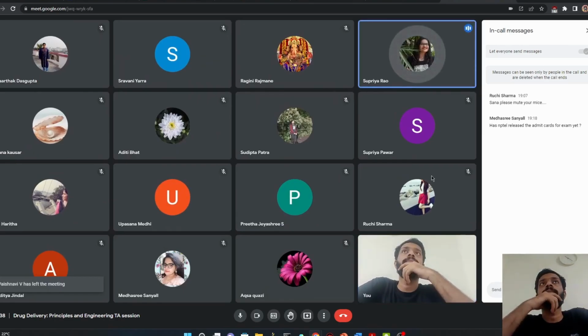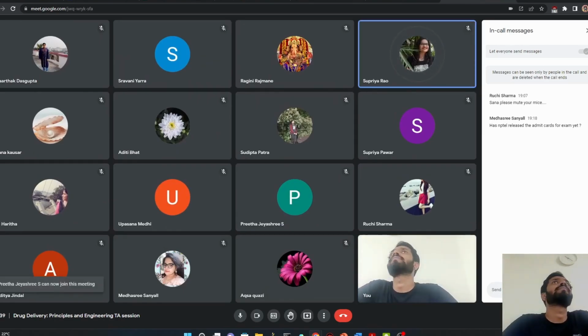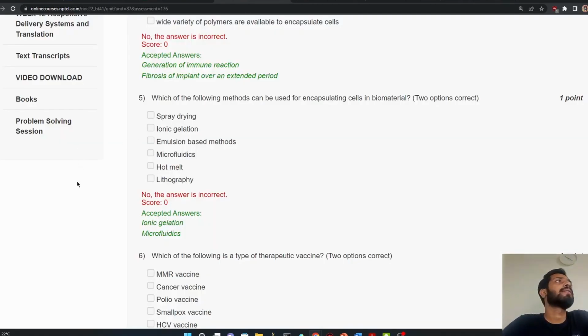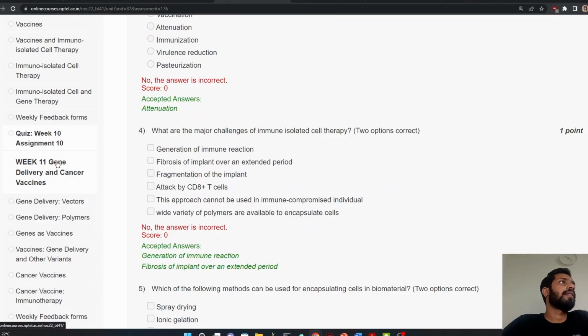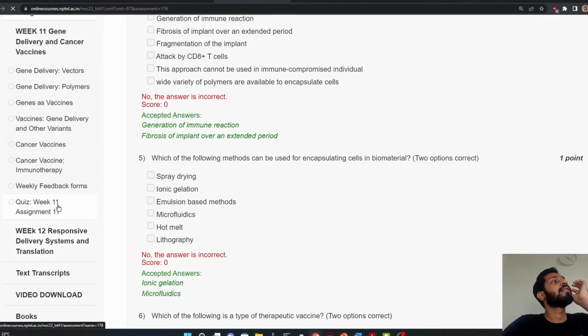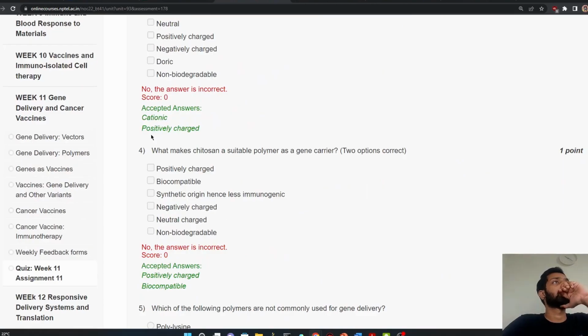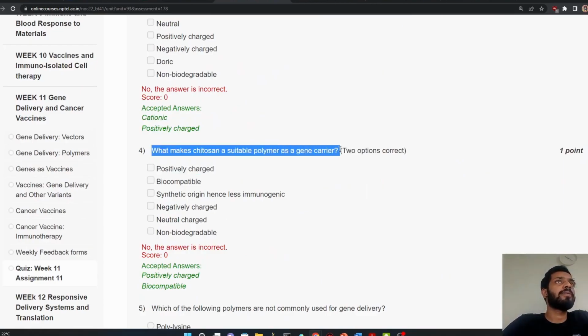So, week 11, question number 4. Okay, let me see. What makes chitosan a suitable polymer as a gene carrier? That's the question.